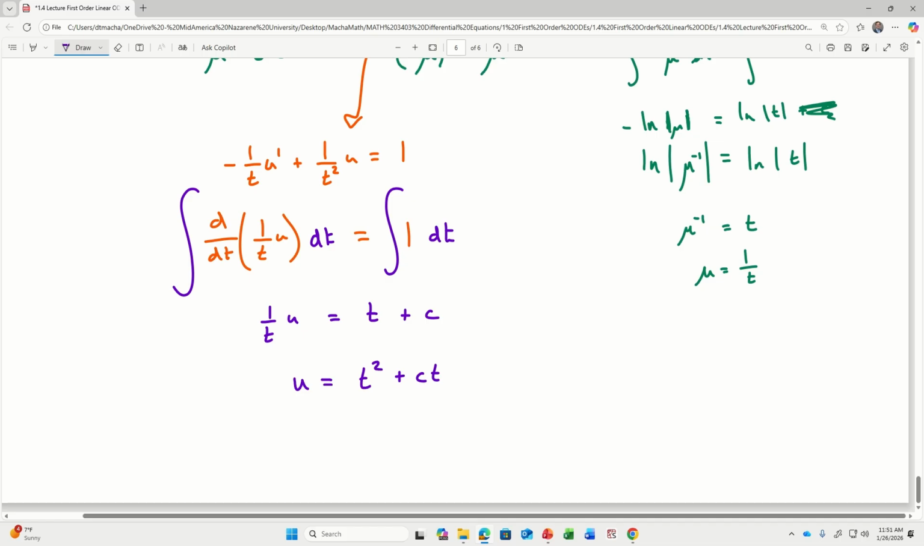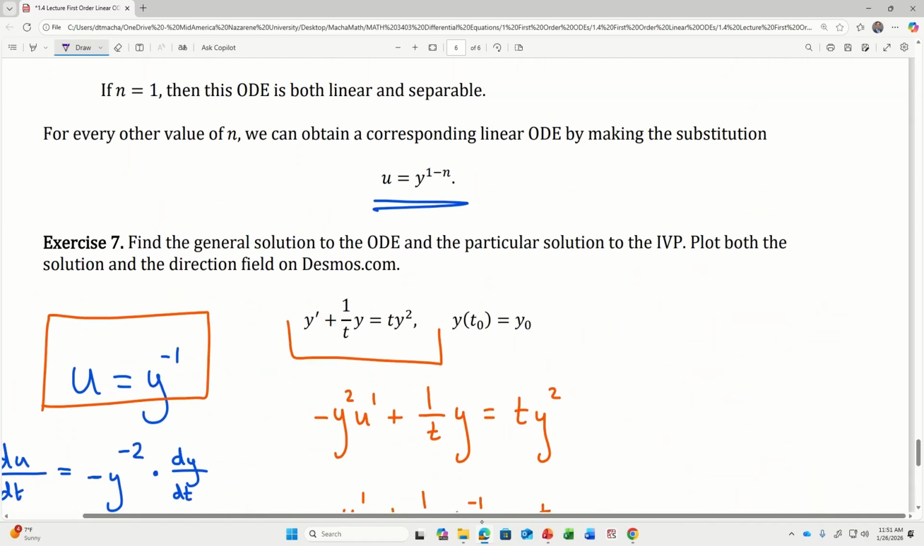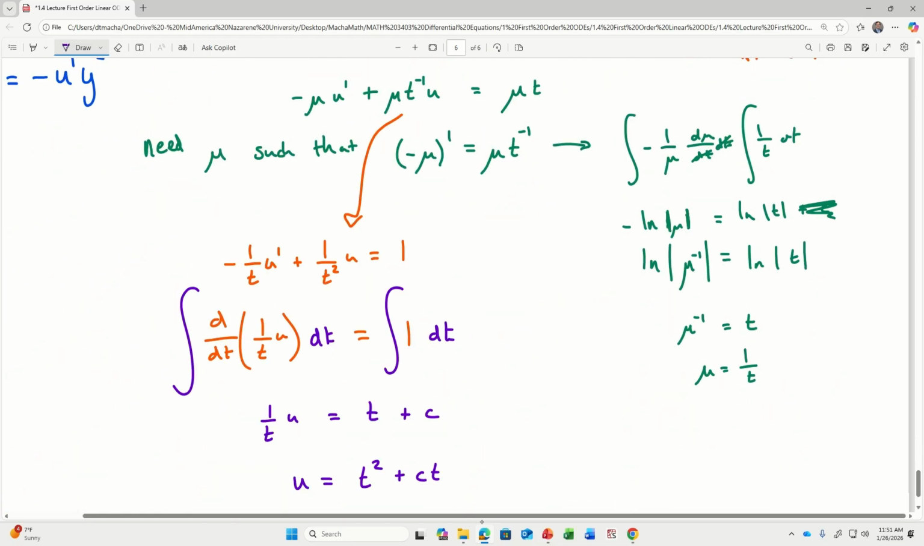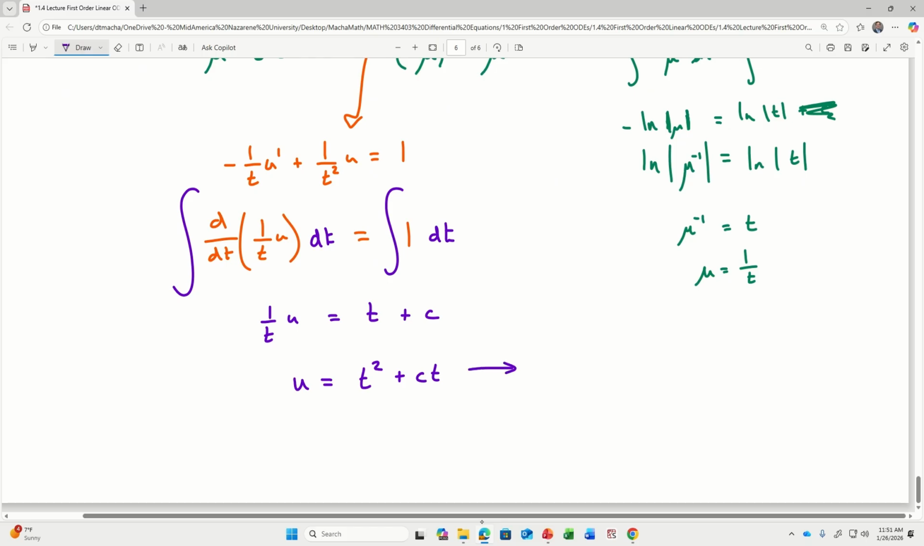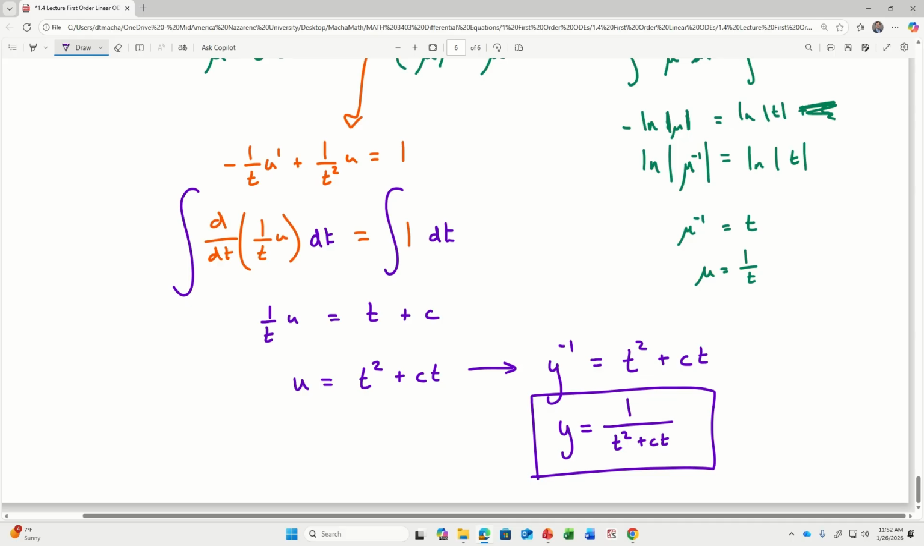But remember, we need to go back to that Bernoulli substitution, right? Where we said, I don't want to solve for u. That was just a convenient substitution. u was equal to y to the negative 1 power in my original substitution. And so this means y to the negative 1 power is t squared plus ct. And if I take the reciprocal of both sides, y is equal to 1 divided by t squared plus ct. That is my solution.